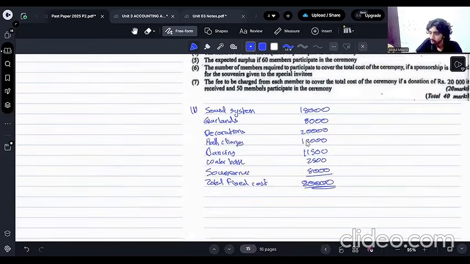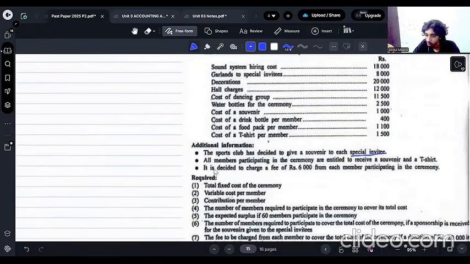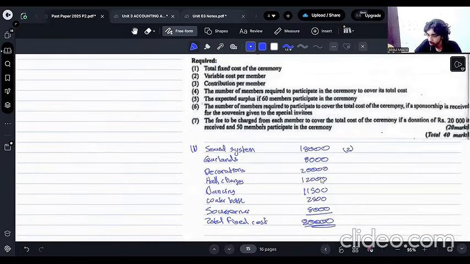Then second one, variable cost per member. I'll write it here. The variable cost per member will be: all the members participating in the ceremony are entitled to receive a souvenir and a t-shirt. Cost of a souvenir. Every member will get that. Cost of souvenir 1,000.